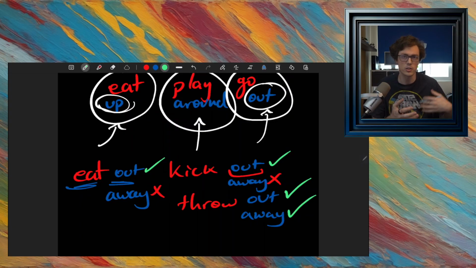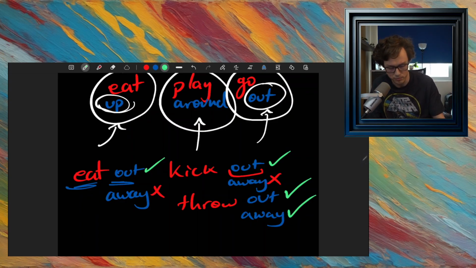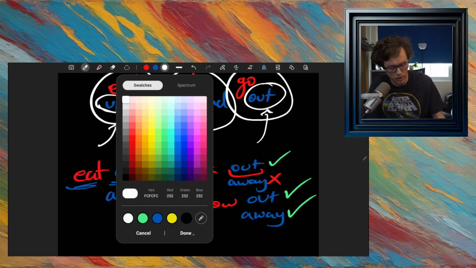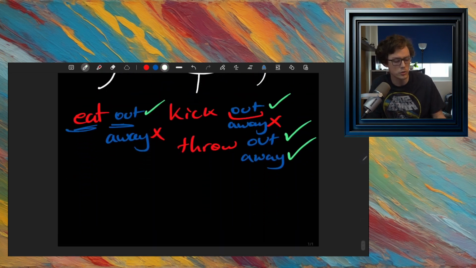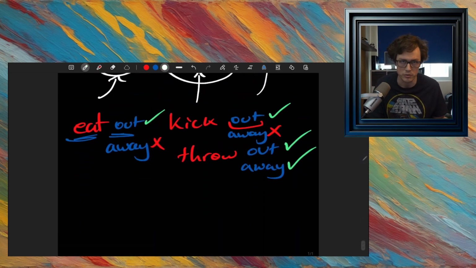And so you can see that there's not always interchangeable words for these kinds of phrasal verbs. So there are hundreds of thousands of potential phrasal verbs because you can make them up. We use them all the time.